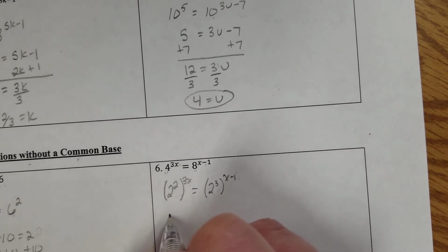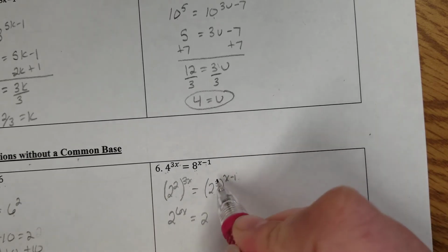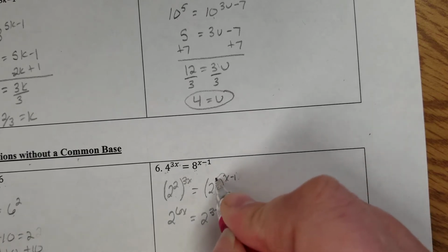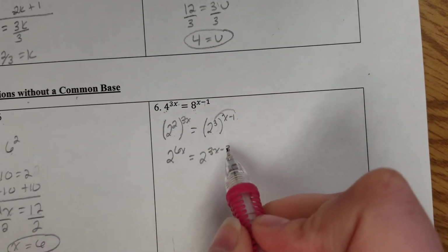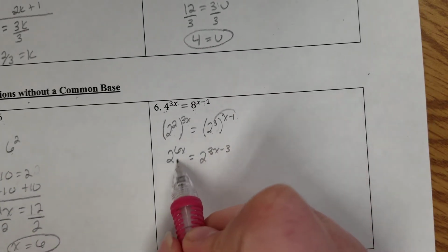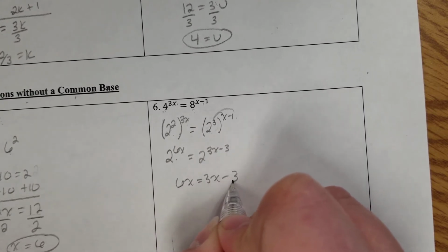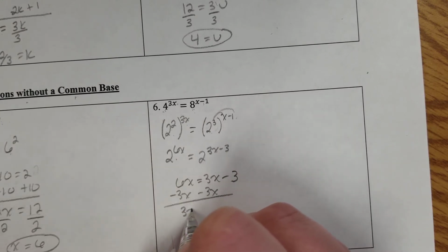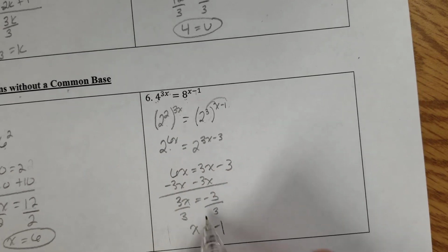So this becomes 2 to the 6x equals 2, and then we're going to distribute this. So we have 3 times x, which is 3x, 3 times negative 1, which is minus 3. So now that we have a common base, we're going to do 6x equals 3x minus 3, and then you're going to subtract 3x, so that we have 3x equals negative 3, and divide by 3, so x equals negative 1. Right.